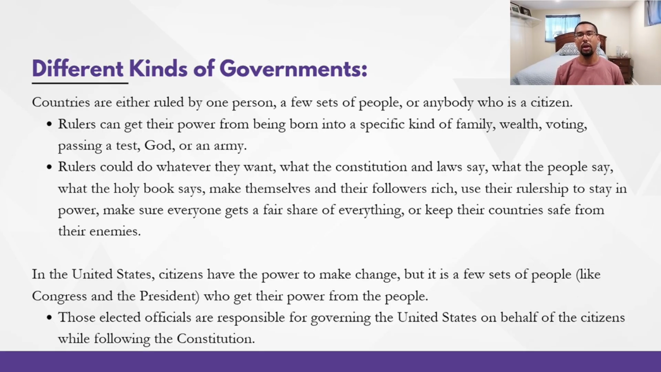Countries are either ruled by one person, a few sets of people, or anybody who is a citizen. Rulers can get their power from being born into a specific kind of family, wealth, voting, passing tests, God, or an army. Rulers could do whatever they want, what the Constitution and law says, what the people say, what the Holy Book says, make themselves and their followers rich, use their rulership to stay in power, make sure everyone gets a fair share of everything, or keep their country safe from their enemies.